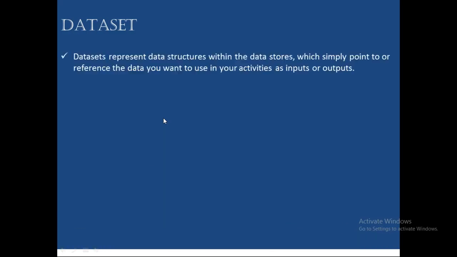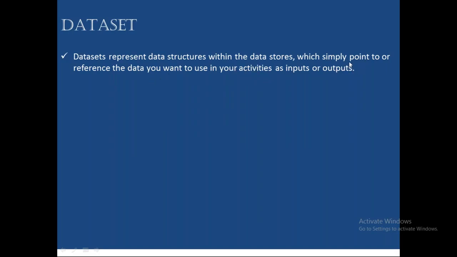Data sets represent data structures within the data store. Within the data store, you will have different folders and data structures. You'll have main folders, and inside main folders, you'll have subfolders. So data will be organized into some structure. Now, a data set simply points to or references the data you want to use in your activity as input or output.